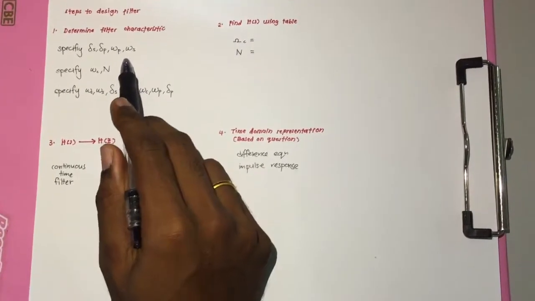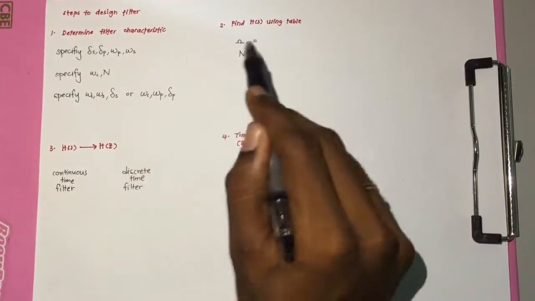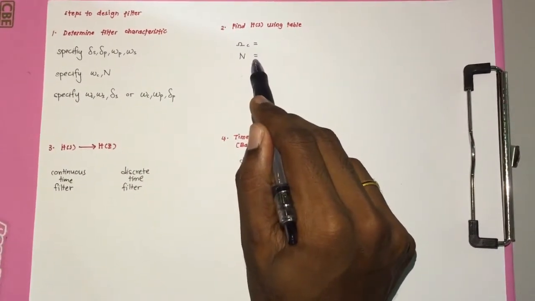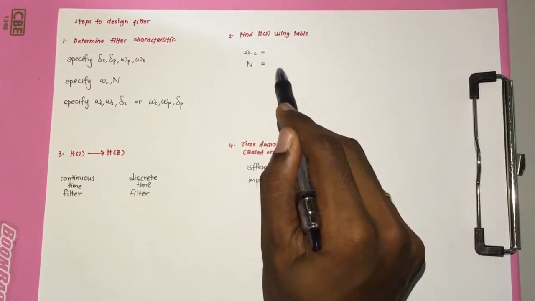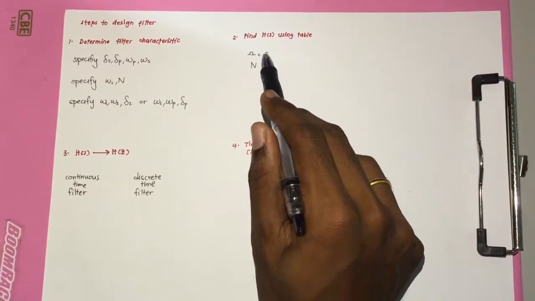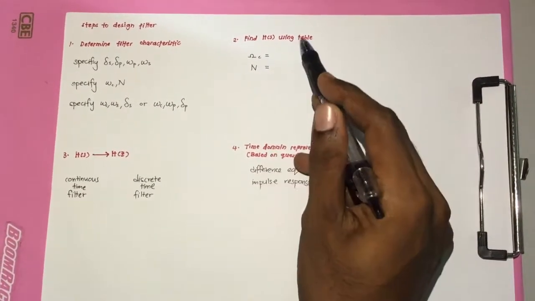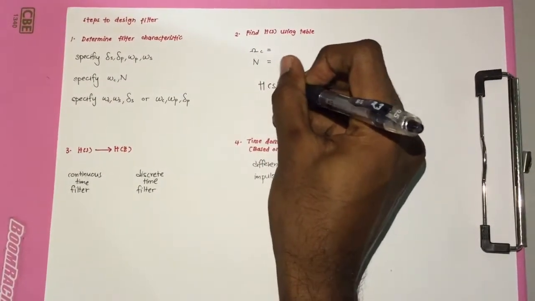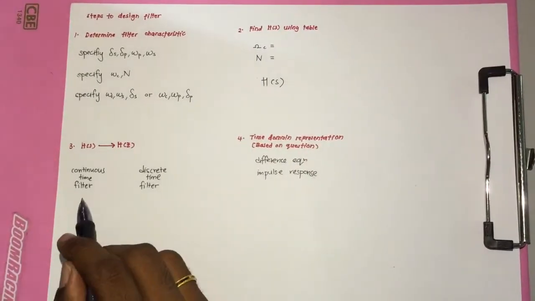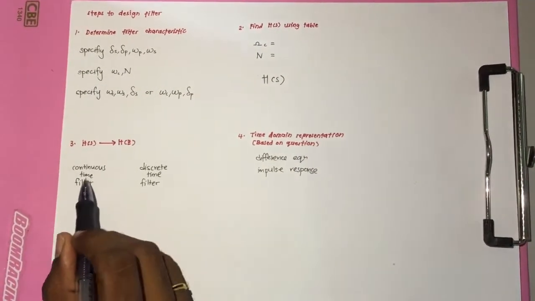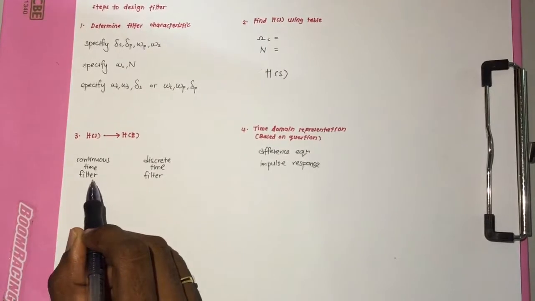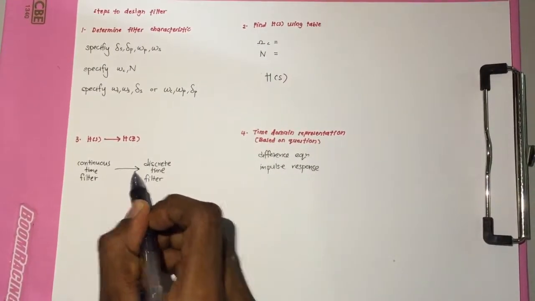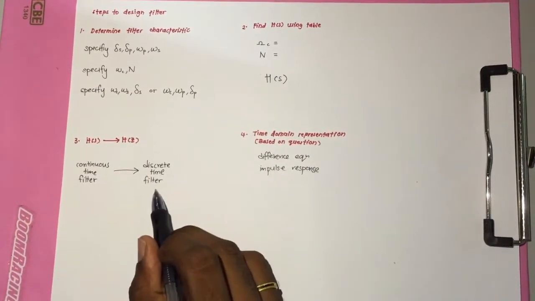So depending on the filter characteristic given, we will find omega C and N. N is the number of filter, the order of the filter. So by determining the omega C and N, we can use the table to get the transfer function HS. Okay, the third step: HS is in continuous time representation of the filter. We need to convert it into discrete time filter representation.